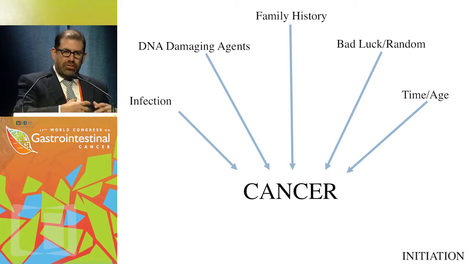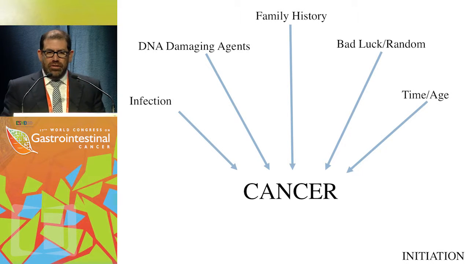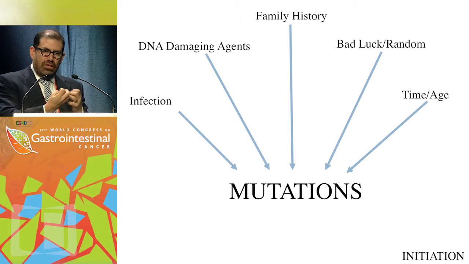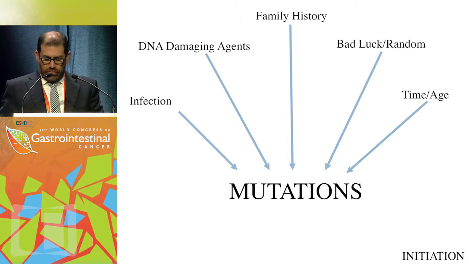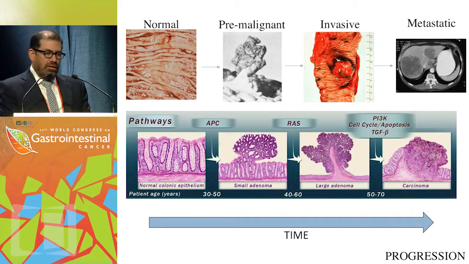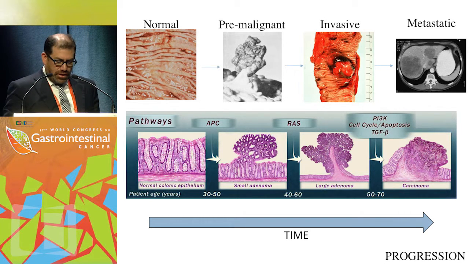We have hypotheses or strong evidence that infections, DNA damaging agents, family history, bad luck or randomness, and time can all contribute to cancer. But in the end, they're all triggering mutations in a group of cells that result in uncontrolled selective growth. And these mutations, over time, we understand, can take a tumor or a cell from normal, and this is colon cancer, normal colonic epithelium, into a pre-malignant adenoma, into an invasive carcinoma, and finally into a metastatic tumor.